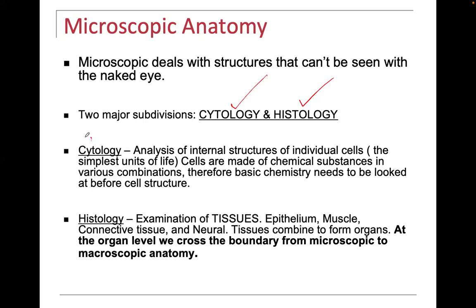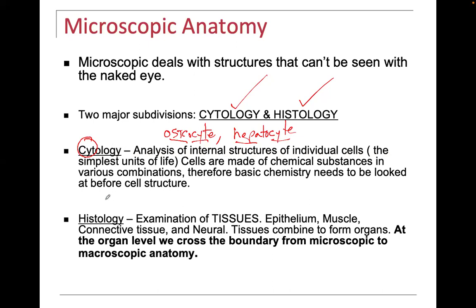So cytology, whenever you see that, C-Y-T, you'll see it in several words like osteocyte, or you'll see it in hepatocyte, right? Osteo is bone, so osteocyte is a bone cell. Hepa, like hepatitis, that's liver, so hepatocyte is a liver cell. So whenever you see that, it's always linking it to the cell, okay?